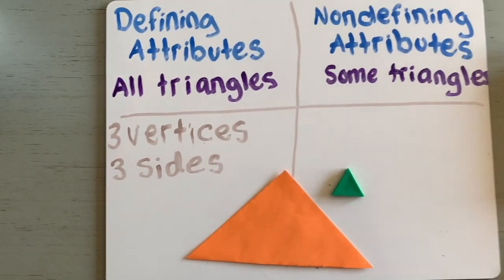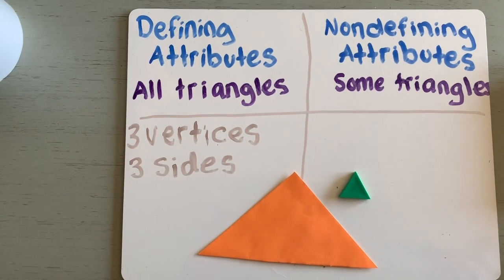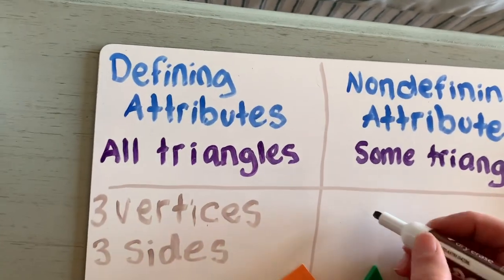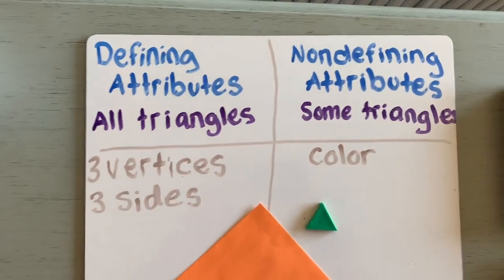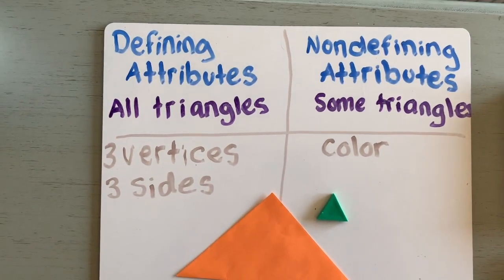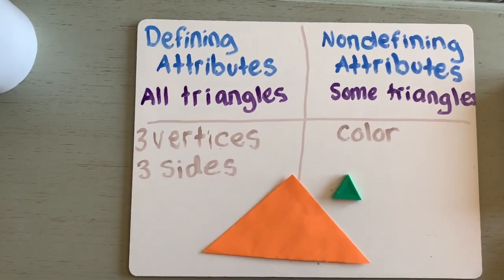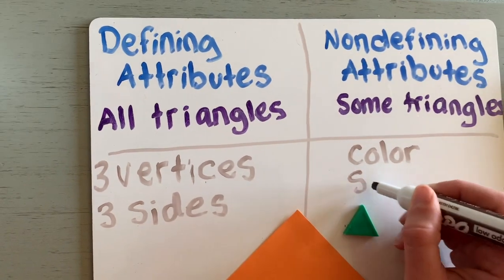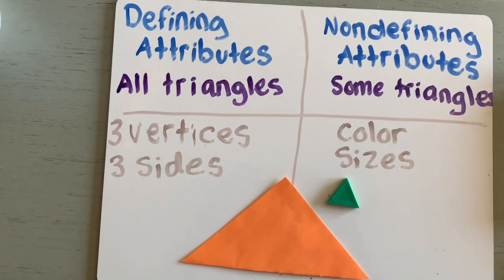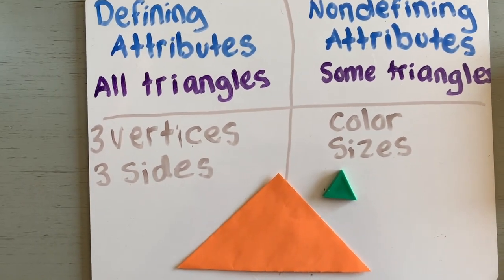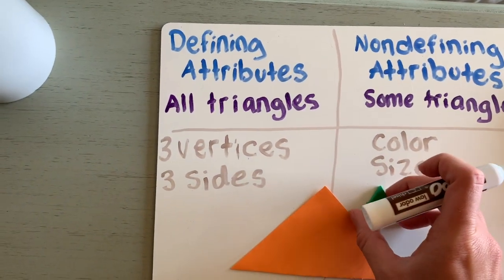And let's think of some things that are different about triangles. What's one thing that's different about these 2 triangles? Their color could be different. What else could be different? This one's pretty small and this one's pretty big, so they could have different sizes. And what else could be different? They could be pointing in different directions.